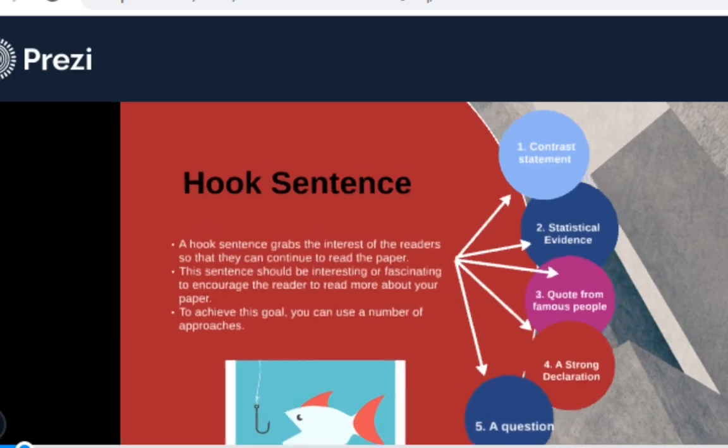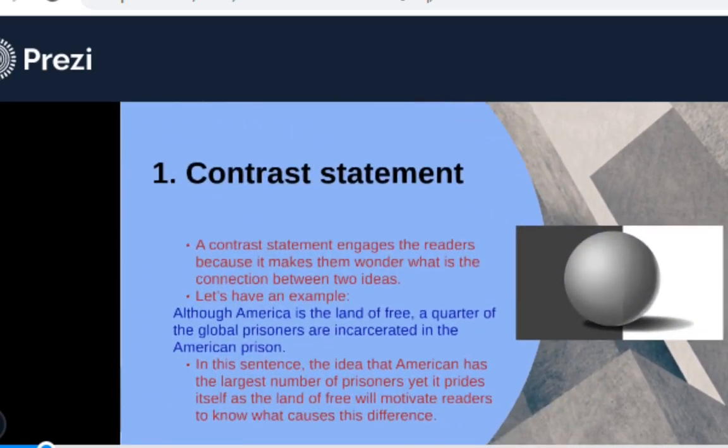Number one is the contrast statement. A contrast statement engages the reader because it makes them wonder what the connection is between two ideas. Let's have an example. Although America is the land of the free, a quarter of the global prisoners are incarcerated in American prisons. In this sentence, the idea that America has the largest number of prisoners, yet it prides itself as the land of the free, will motivate readers to want to know what causes this difference.